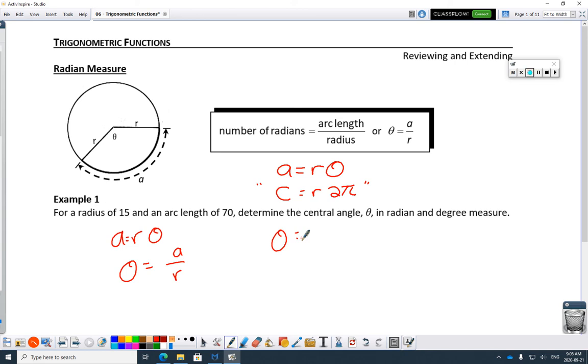So arc length was 70. Radius is 15. Can I reduce that in my head? 14 over 3. Or as a decimal, 4.67. I've gone to 2 decimal places. In a test or a quiz, I'll either mention how many decimal places to go to, or you can ask me. 4.67 radians.